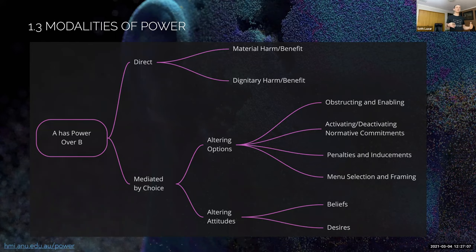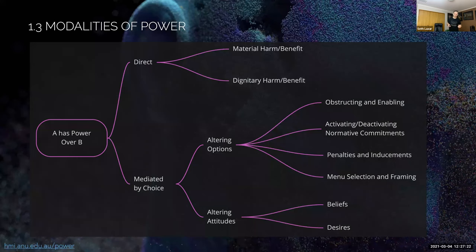The first possibility here is that you can obstruct and enable. And obstructing, I want to take at the limit. Obstructing means just making an option impossible, so removing an option from the table. And sometimes it can mean just making an option more difficult.